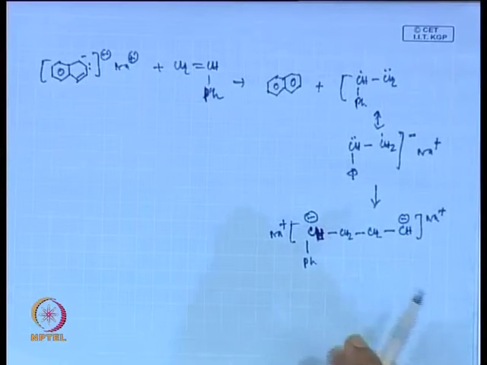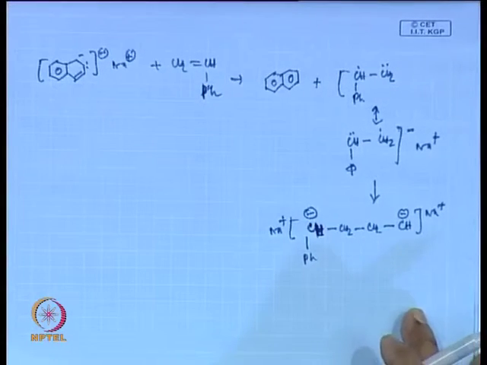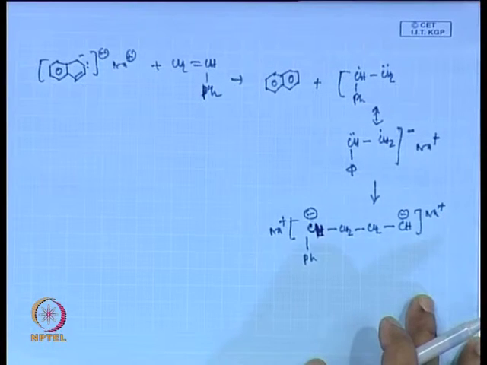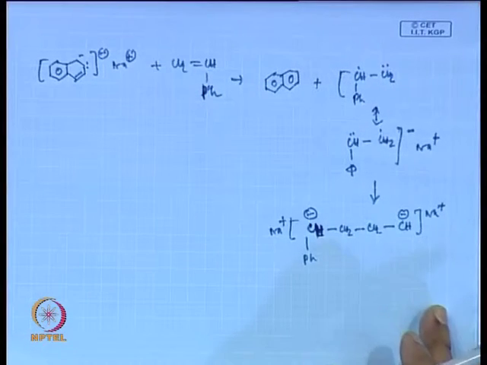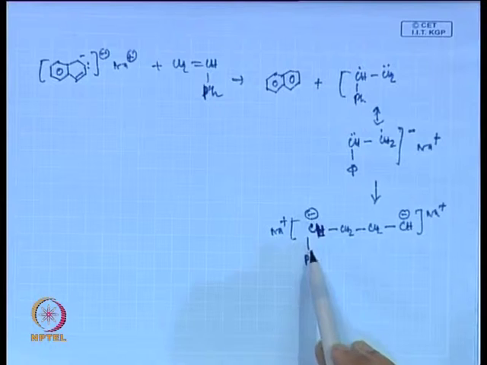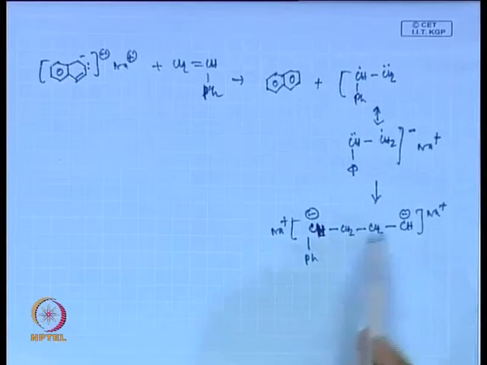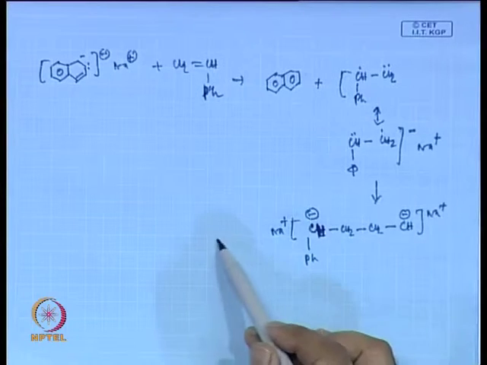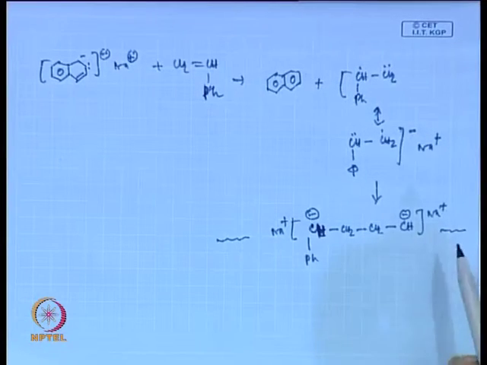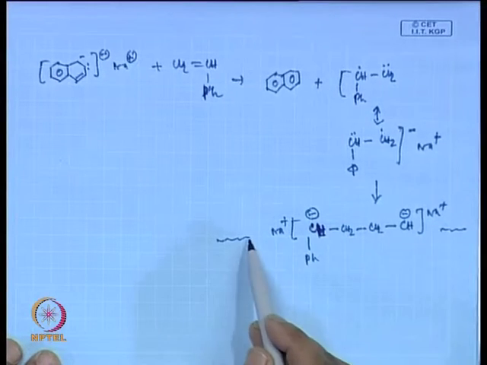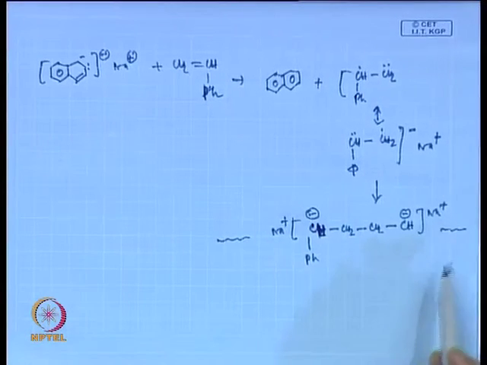So, this is an example of how initiation is done with electron transfer. In this case, we took the example of sodium and naphthalene, and you can see the final chain initiating species formed is this, which can extend or propagate from both the sides. So, you can have propagation happening on both sides.